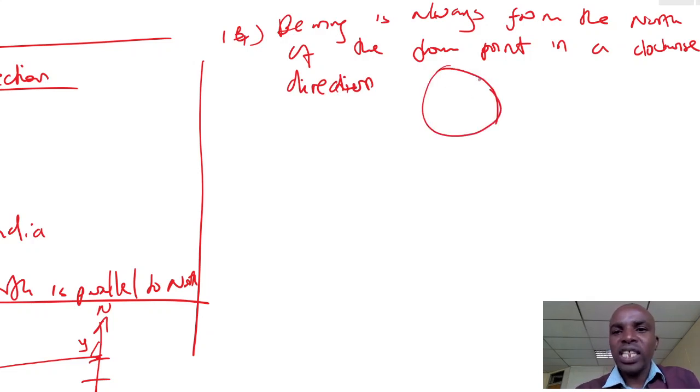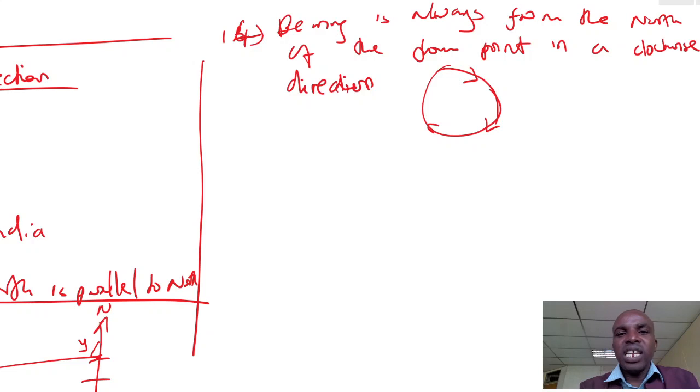My clock is like this. So its direction is this direction, this direction. So that's the clockwise direction. So you always have to take your bearing from the north of the front point in a clockwise direction. However, there are some abnormal cases that I will explain in this same video, where it will not be from the north of the front point.